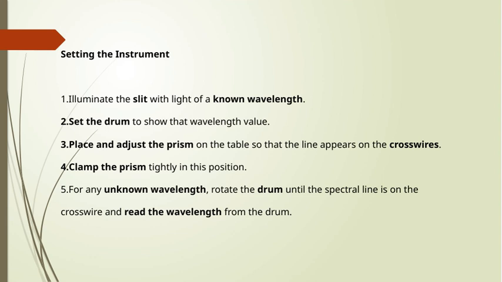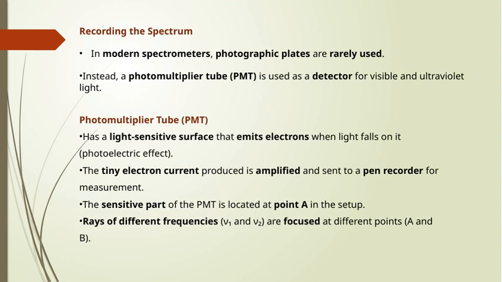Now, let's talk about how we record the spectrum in modern spectrometers. You'll notice that photographic plates, which were used in the past, are now rarely employed. Instead, we use a device called a photomultiplier tube, or PMT for short, as our detector, especially for visible and ultraviolet light. The PMT has a light-sensitive surface that, when struck by light, emits electrons through what's known as the photoelectric effect. This is a fundamental process where light energy knocks electrons loose from a material.